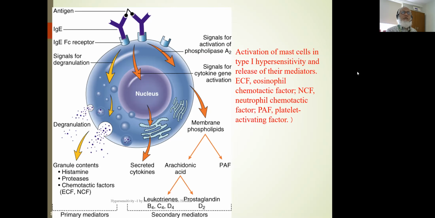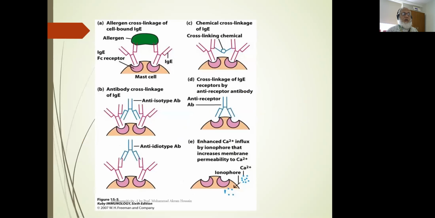So activation of mast cell in type 1 hypersensitivity and release of mediator, that is eosinophil chemotactic factor, neutrophil chemotactic factor, all this you will see. Now this slide shows, other than cross-linking, what are the other mechanisms by which a mast cell can degranulate? You see, this is the allergen cross-linkage of cell-bound IgE.